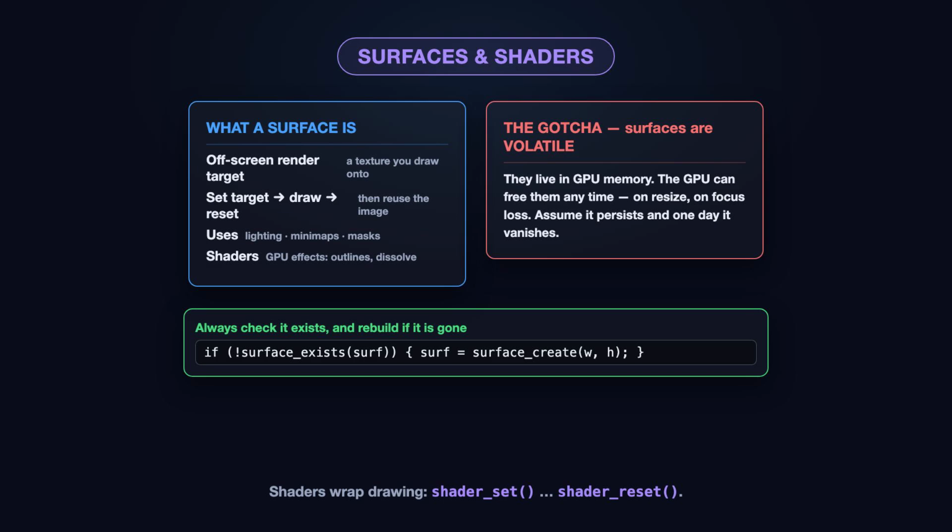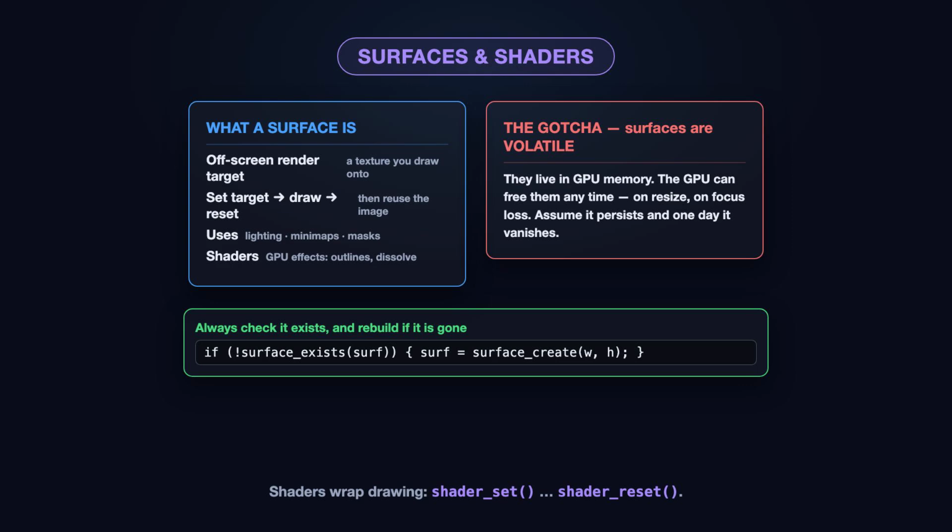Surfaces are volatile. They live in GPU memory, and the GPU can free them at any time, when the window loses focus, when it resizes, on some hardware for no obvious reason. If you created a surface once in the create event and assumed it stays forever, one day it silently disappears and your game crashes or draws nothing. The rule: always check surface_exists before you use a surface, and rebuild it if it is gone. If not surface_exists of the surface, then recreate it with surface_create. Say that pattern in an interview and you have shown you have actually been burned by this, which is exactly what they want to hear.